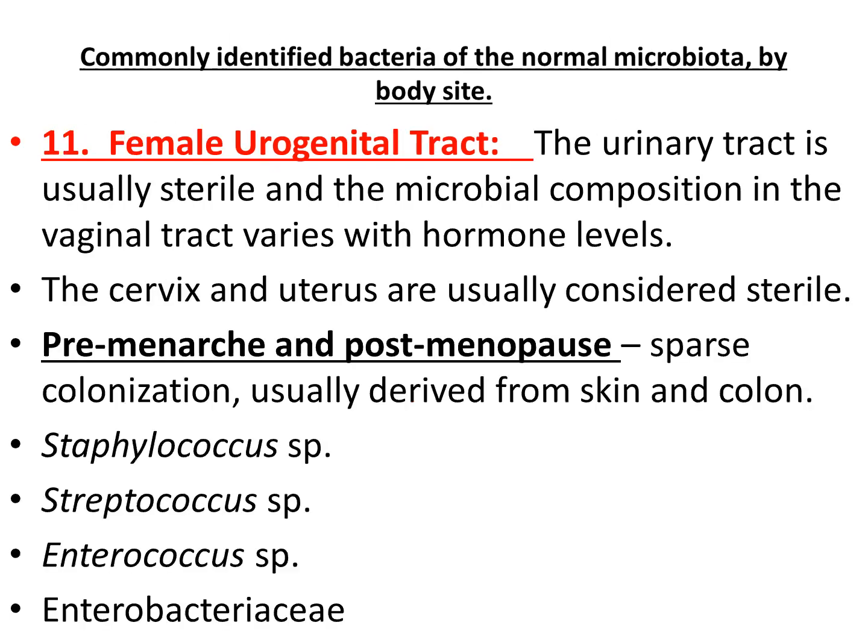In the female urogenital tract, the urinary tract is usually sterile, and the vaginal tract varies with the hormone level. The cervix and the uterus are usually considered sterile. Pre-menarche and post-menopausal, there is sparse colonization usually derived from the skin and colon: Streptococcus species, Enterococcus, and Enterobacteria.